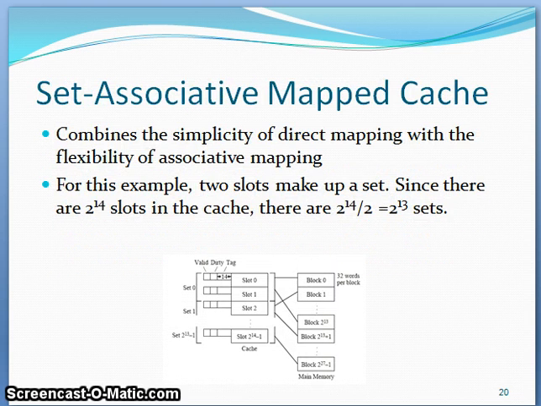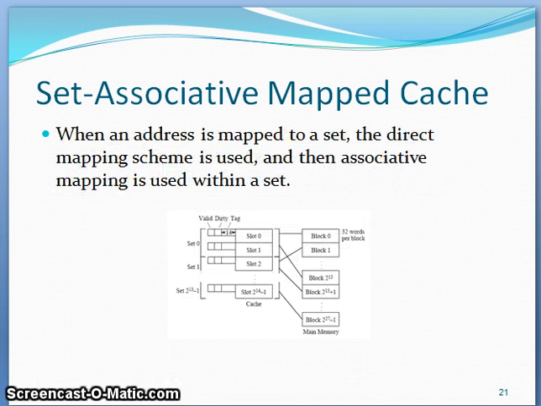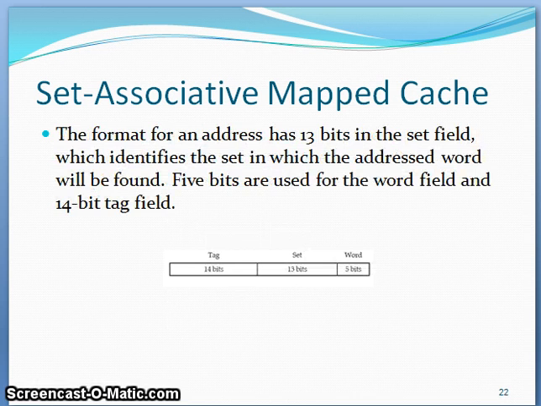Now, set associative memory mapping. In this mapping technique, as you can see in the diagram, it combines the simplicity of direct mapping with the flexibility of associative mapping. In this example, 2 slots make up a set. Since there are 2 to the power 14 slots in the cache, there are 2 to the power 14 divided by 2, which means 2 to the power 13 sets. When an address is mapped to a set, the direct mapping scheme is used, and then associative mapping is used within a set, as shown in the figure.